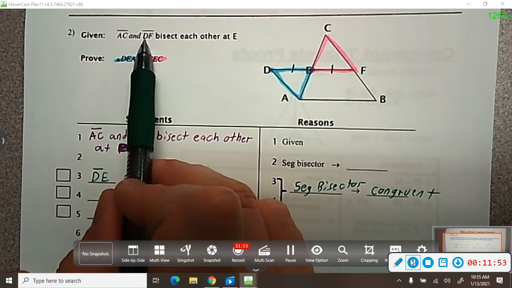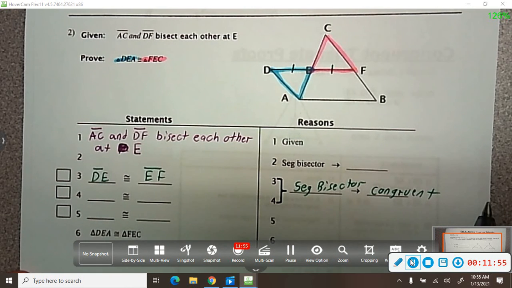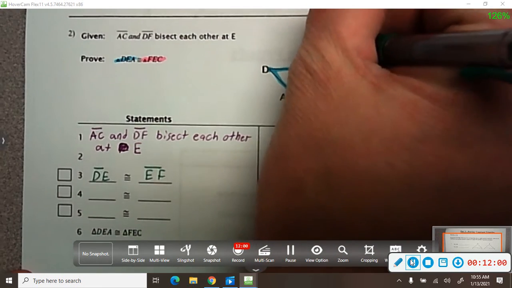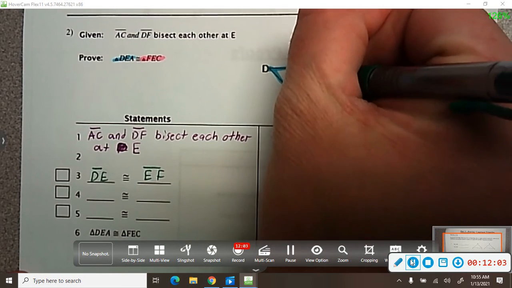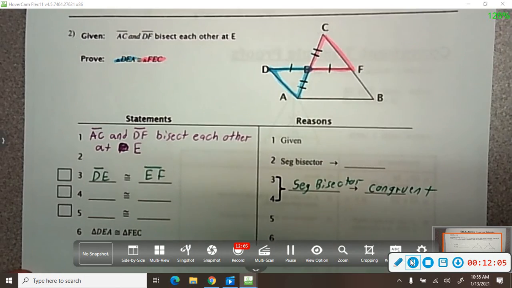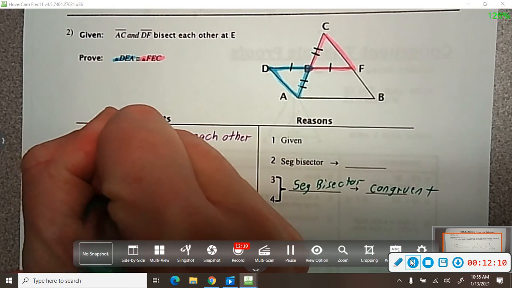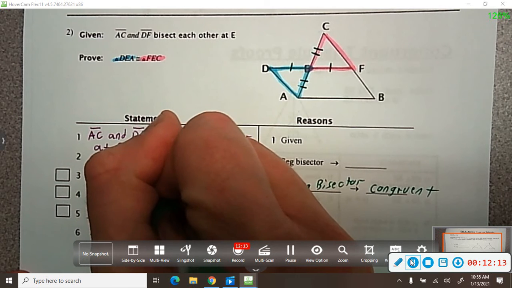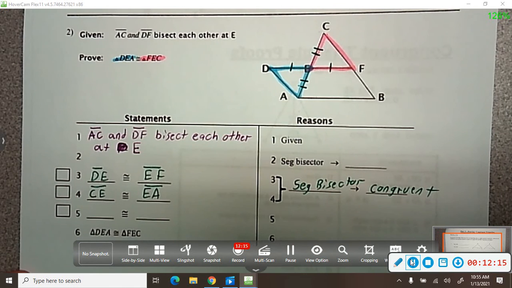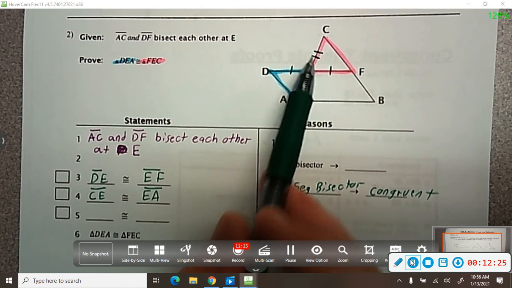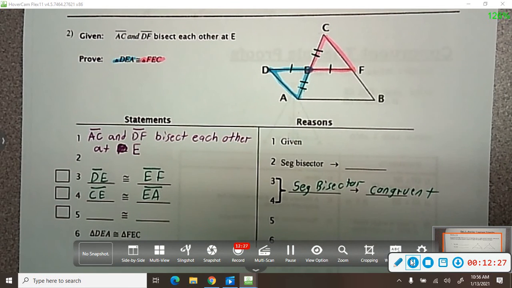Well, DF also cuts AC, so this also cuts AC. So now you can say these are congruent. So you know that CE equals EA. And again, that's segment bisectors. To be a segment bisector, it means it's cut in half. And so I have S, I have S. I need one more piece of information.